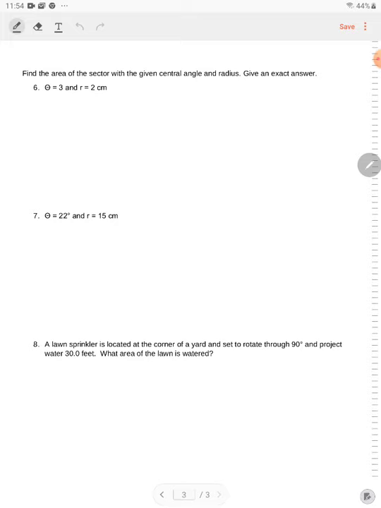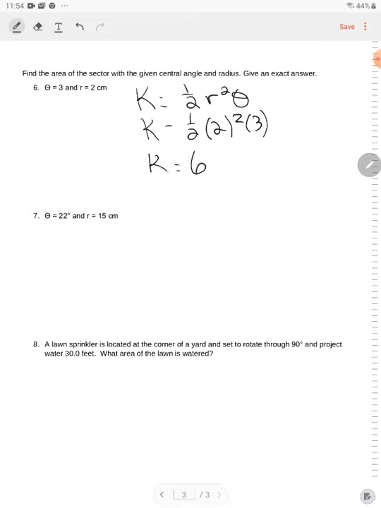All right, now let's look at area of the sector. Find the area of the sector with the given central angle and radius. Give an exact answer. So again, notice theta is 3. We know that's in radians. So our formula is area, we were using K, is 1/2 R squared theta. So K is equal to 1/2 times 2 squared times 3. So 2 times 2 is 4, times 3 is 12, so that's 6. And our units are centimeters squared. Remember, area is always square units.